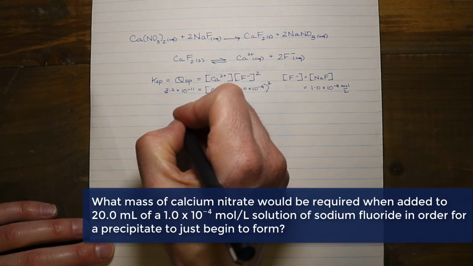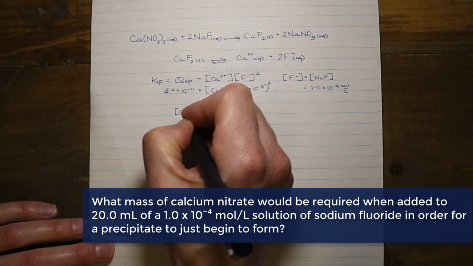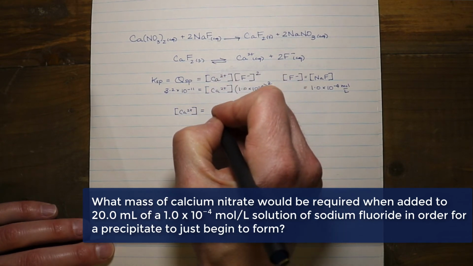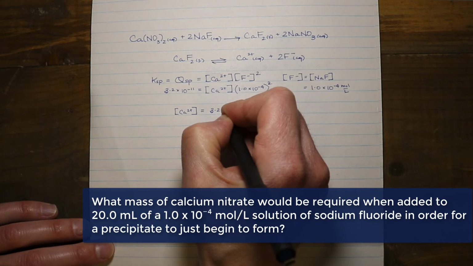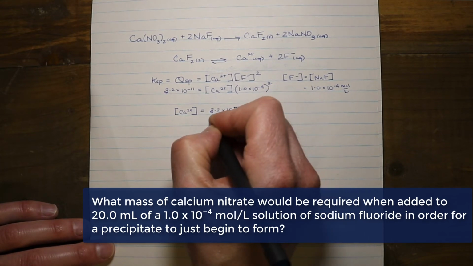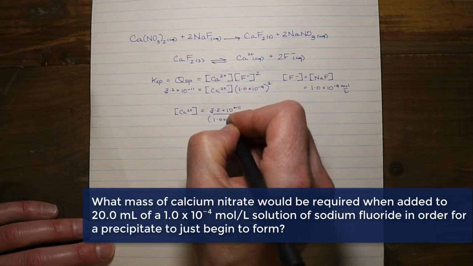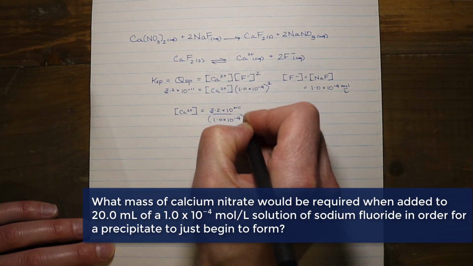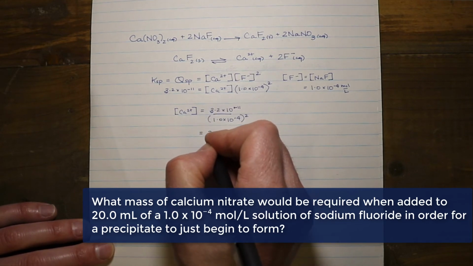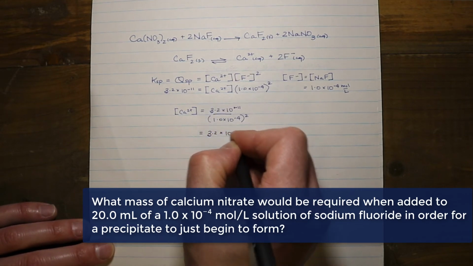So I'm going to go through now and solve for the concentration of the calcium ion by rearranging this, and in doing so we are going to get the Ksp divided by the concentration of the fluoride ion squared, and if we do that we get a value of 3.2 times 10 to the negative 3. Now because this is a concentration, I am going to put my unit in.